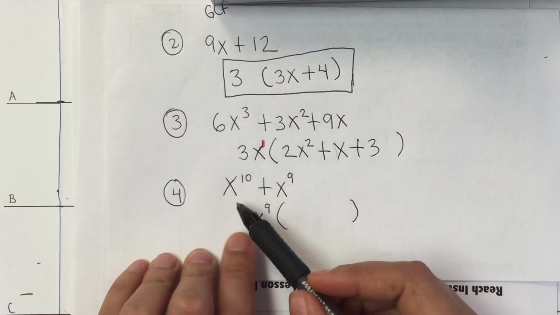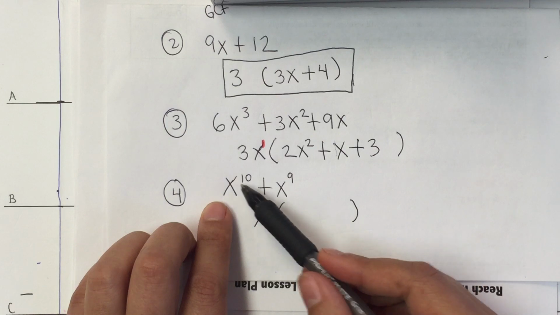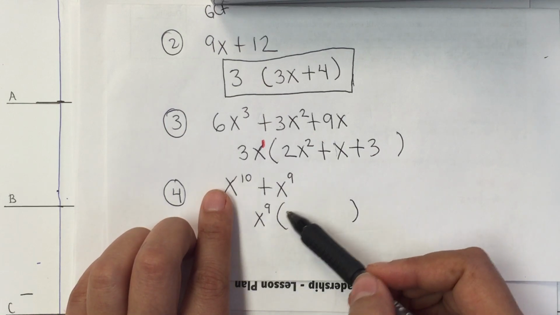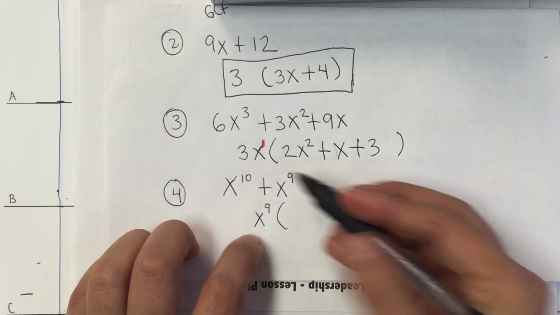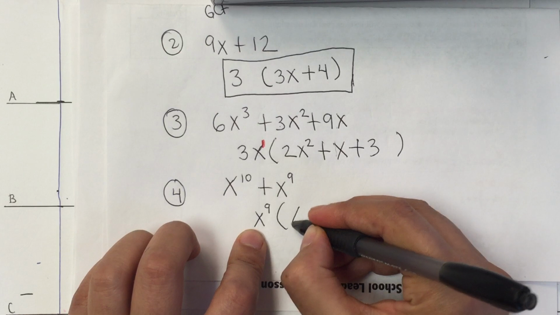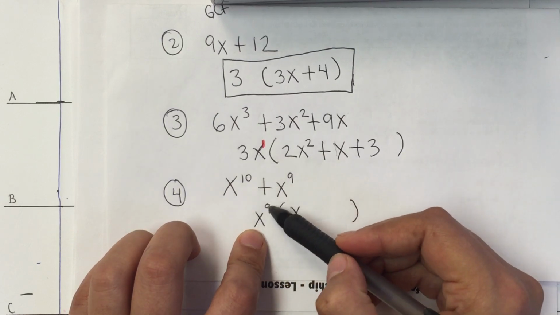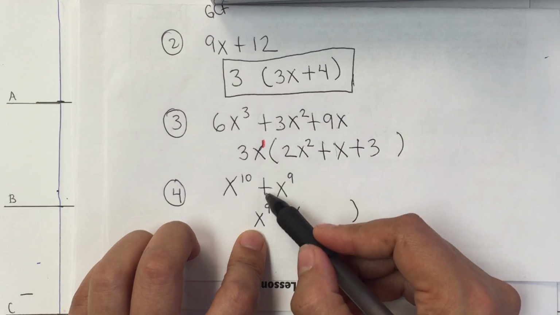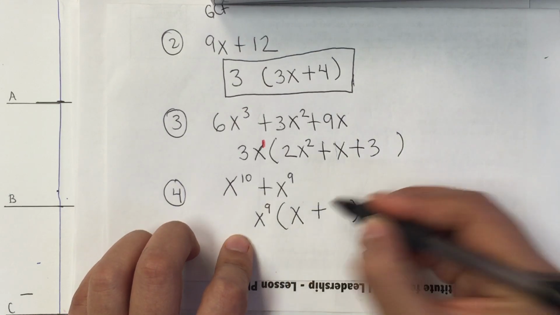And then I start dividing. Remember that in division, if we have the same base, we keep the base and subtract the exponents. So x to the 10th divided by x to the 9th, we keep the base and subtract: 10 minus 9 is 1. We don't need to put it. And then positive divided by positive is positive.